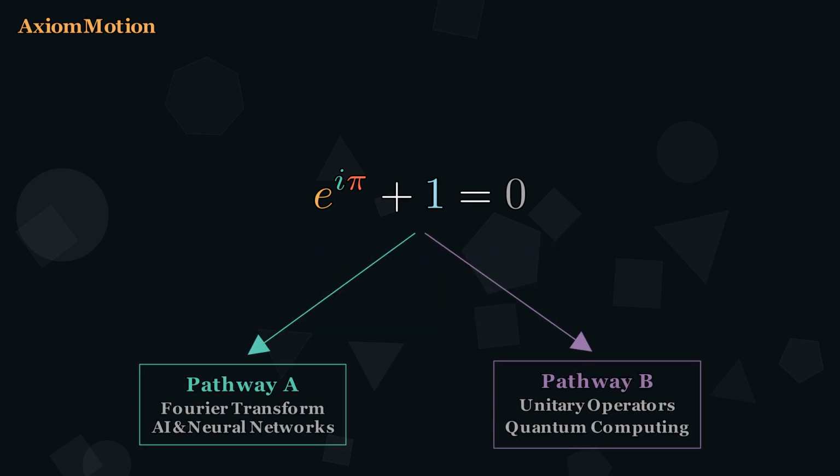We will follow 2 pathways. One leads through the Fourier transform into the heart of modern AI. The other leads through unitary operators into quantum computing. And at the end, we will see why they must converge.